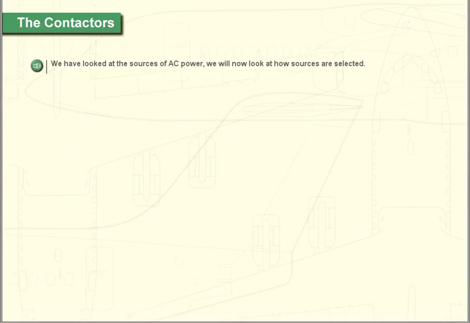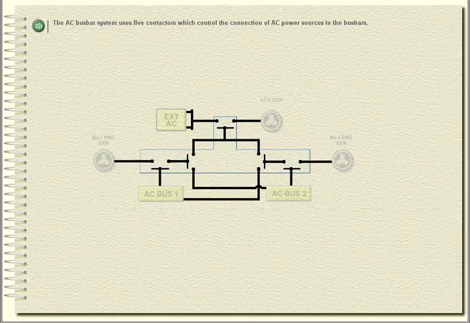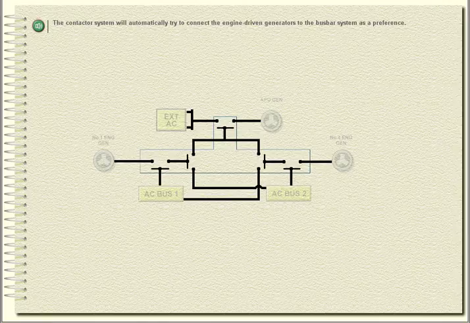The contactors. We have looked at the sources of AC power. We will now look at how sources are selected. The AC busbar system uses 5 contactors which control the connection of AC power sources to the busbars. The contactor system will automatically try to connect the engine-driven generators to the busbar system as a preference.